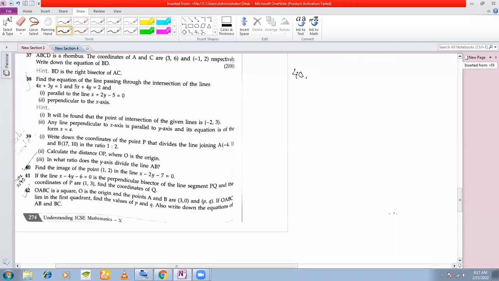Okay, if you see, find the image of the point in the line x minus 2y minus 7 is equal to 0. Okay, so let's say this is your given point here. Let's say the given point here is P, given to be 1, 2. You need to find out the image of this point in this line.